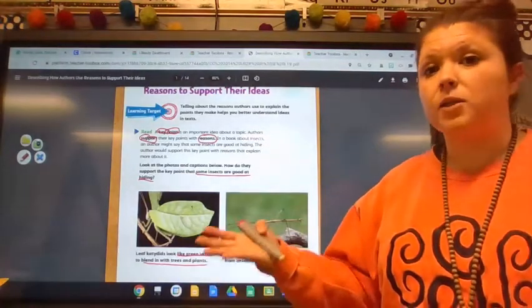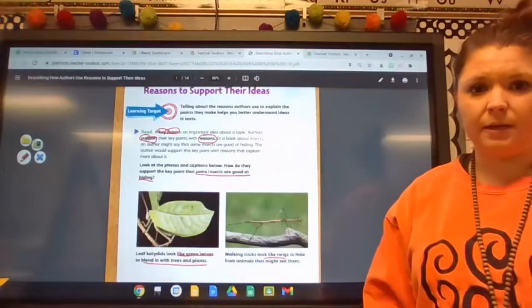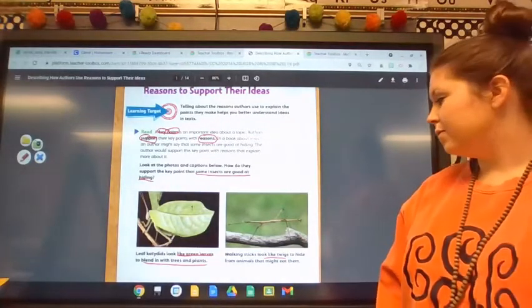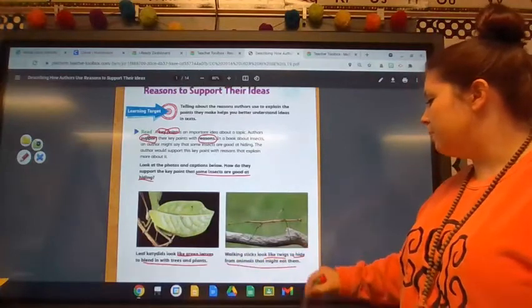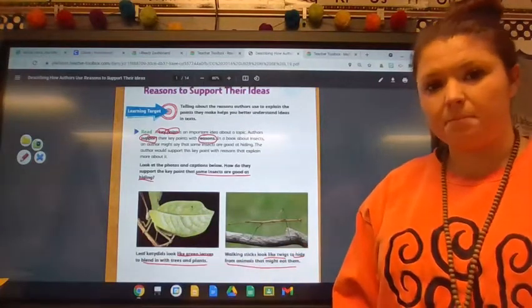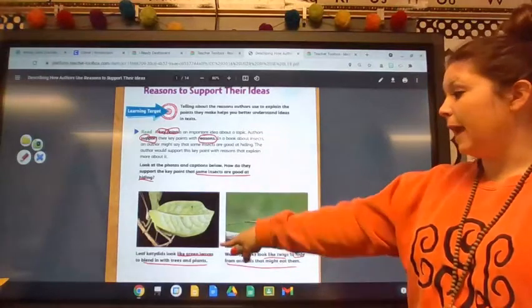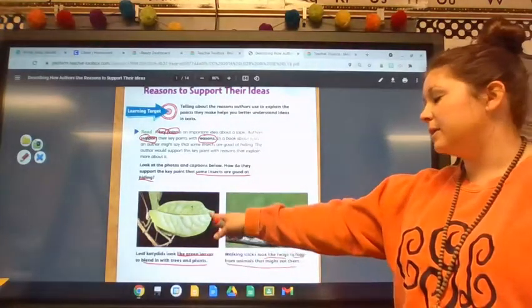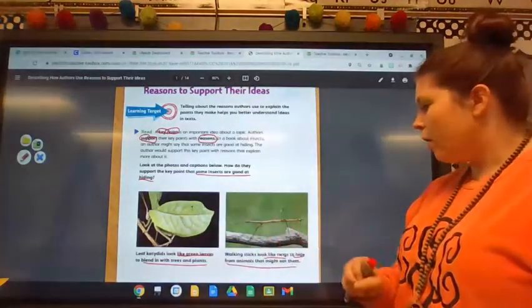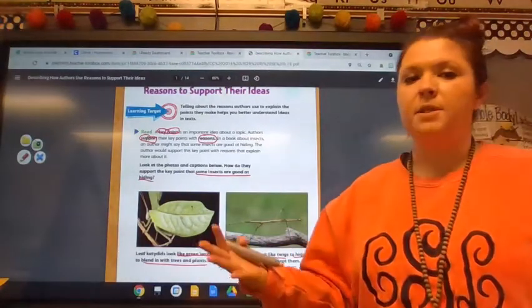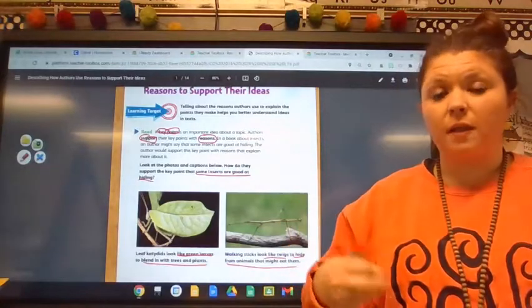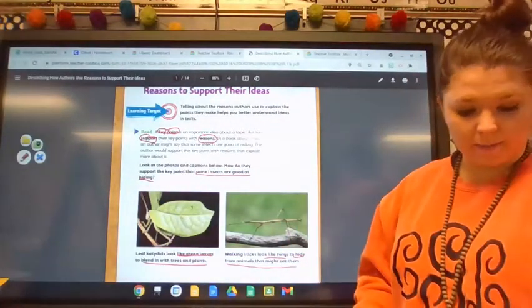Why does looking like a twig help them to hide? It helps them to hide from animals that might want to eat them. Okay, so like the katydid, how they blended in because they look like a leaf, the walking stick looks like a twig, so it blends in with other limbs to make it look like a piece of nature, right?